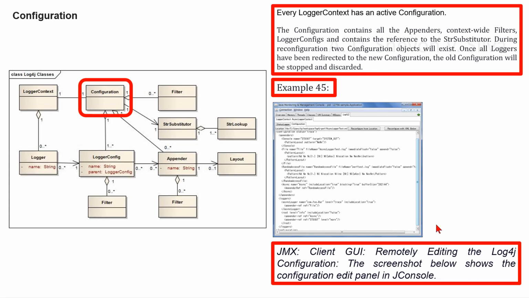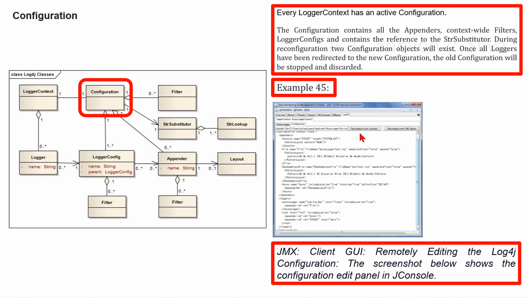Now we are considering remotely editing the Log4j configuration in the client UI in JMX. The screenshot below shows the configuration edit panel in JConsole. The client UI also contains a simple editor that can be used to remotely change the Log4j configuration. The configuration edit panel provides two ways to modify the Log4j configuration: specifying a different configuration location URI or modifying the configuration XML directly in the editor panel.